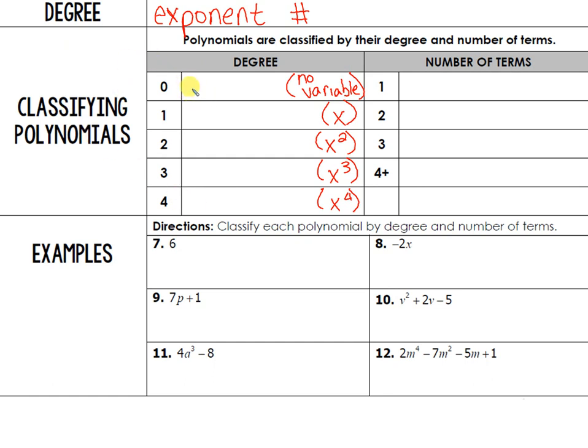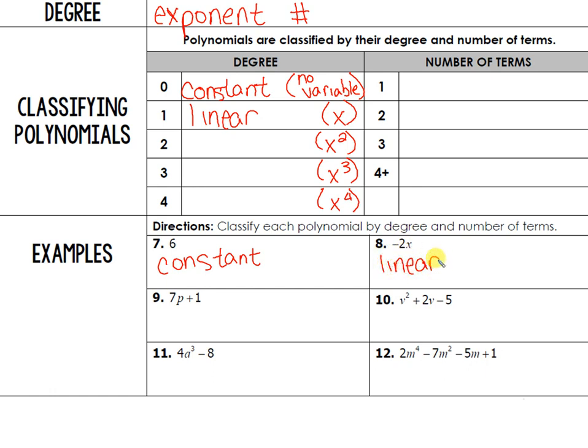A degree of 0 is called a constant. When I'm looking at number 7, it's just a 6 by itself. There's no letters. That is a constant. A degree of 1 is called linear. It just has a letter by itself. There's no exponent. So look at number 8, negative 2x.